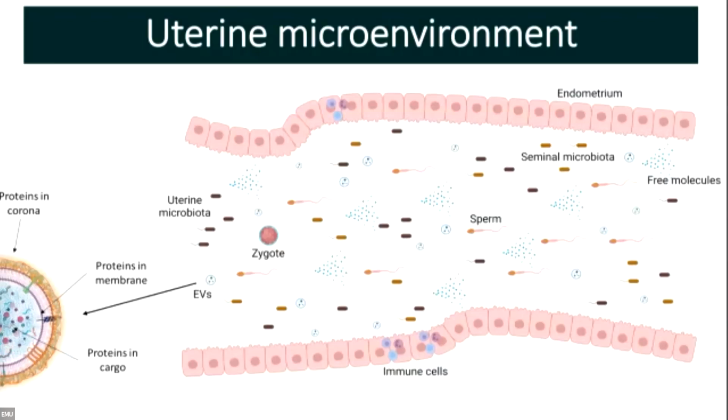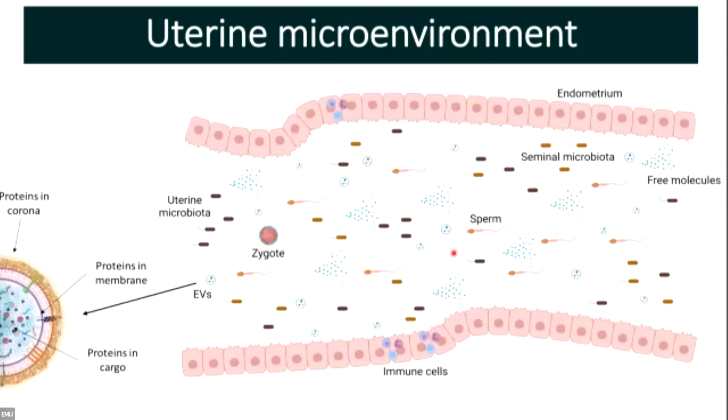To really understand these diseases, we have to understand what happens in the uterine microenvironment. This microenvironment consists of freely circulating molecules within the uterus, as well as extracellular vesicles, so-called EVs, that can originate from different sources, such as immune cells, endometrial cells, as well as from the microbiota, as we know that the uterus of cows is never a sterile environment.